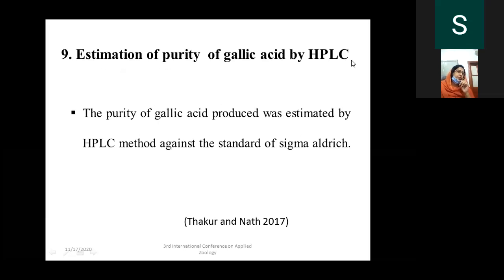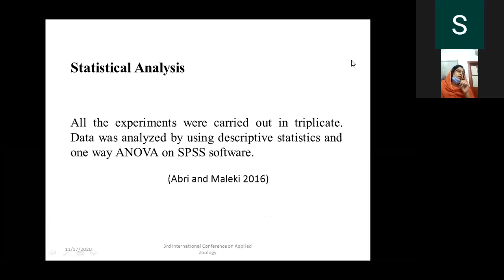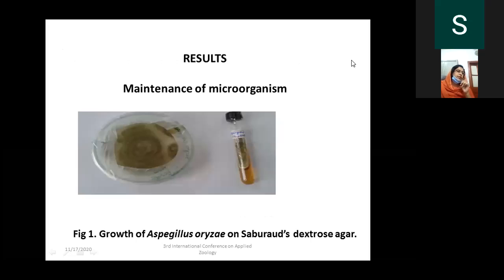The pure crystals that were obtained by extraction, their purity was estimated by the HPLC method by using the standard of Sigma Aldrich and the method of Thakur and Nath. All the experiments were carried out in duplicates, and then descriptive statistics and one-way ANOVA were applied on the mean value using the SPSS software. These are the results of the study.